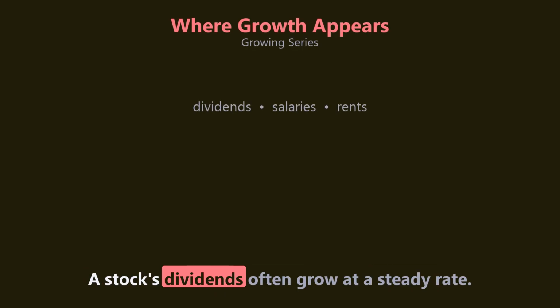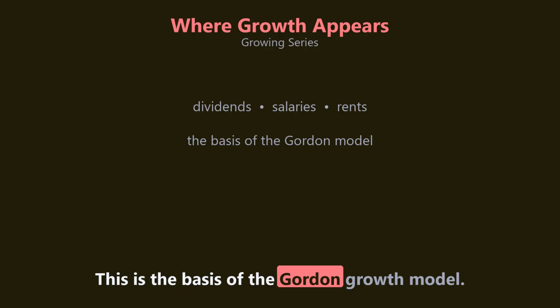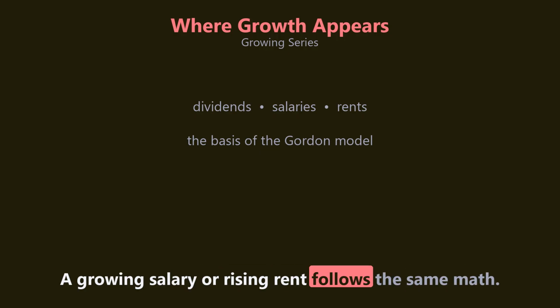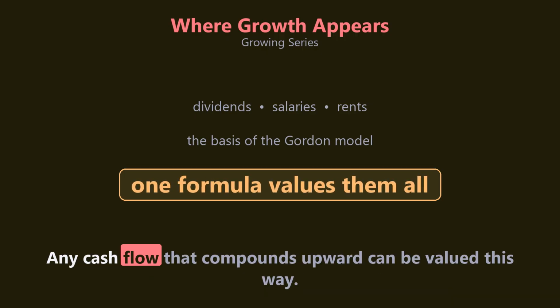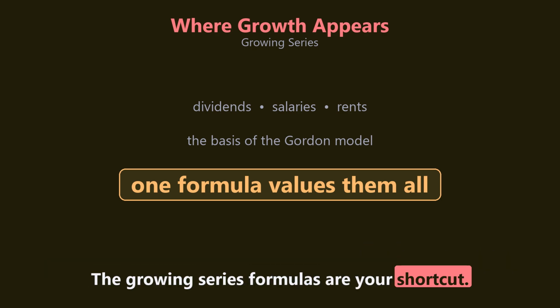Growing series appear all over finance. A stock's dividends often grow at a steady rate. This is the basis of the Gordon growth model. A growing salary or rising rent follows the same math. Any cash flow that compounds upward can be valued this way. The growing series formulas are your shortcut.